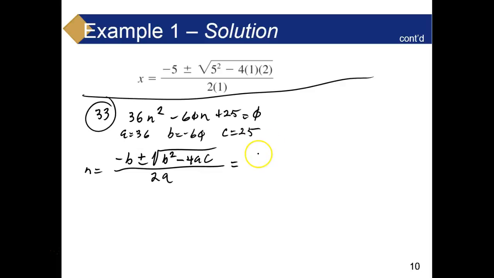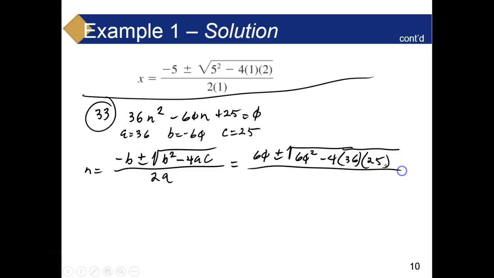Negative of negative 60, which is positive 60. Very good. Plus or minus the square root of 60 squared minus 4 times 36 times 25, over 2 times 36. I like these small numbers, don't you? So that'll be 60 plus or minus the square root of, does anyone know what 60 squared is? 3,600.